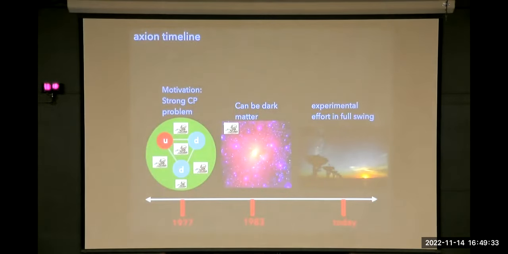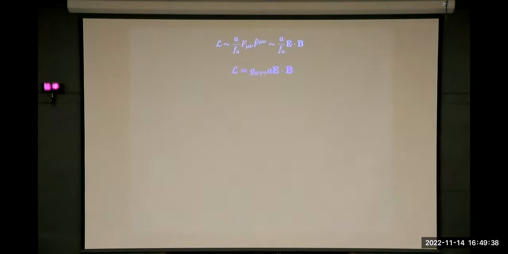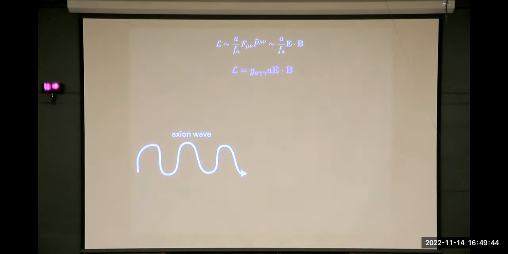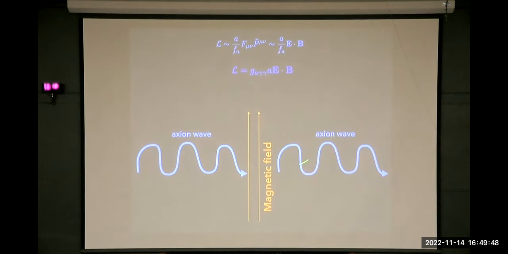So this brings me to the last part of this timeline, which is how can we detect these particles? So we're going to be using this coupling of the axion to electromagnetism. And as I mentioned, an axion wave can hit a magnetic field. And actually, most of the time, it just goes straight through, because numerically, this coupling is very small, since it's inversely proportional to a very big number. But every once in a while, because of this interaction, the axion converts into an electromagnetic wave. And we can try to detect that electromagnetic wave.